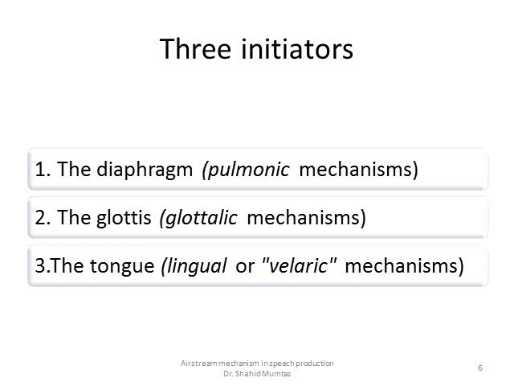And there are three initiators that are used in spoken human languages. Number one, the diaphragm together with the ribs and lungs, that's also known as pulmonic mechanisms. Number two, the glottis, or glottalic mechanisms, and the tongue, lingual or velaric mechanisms.